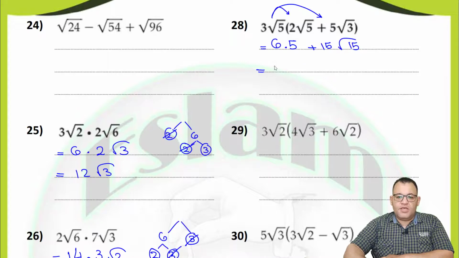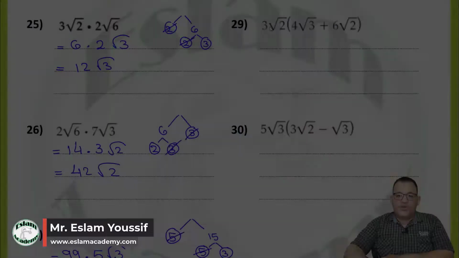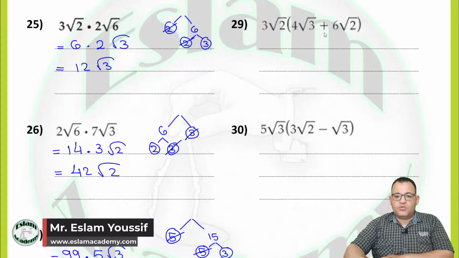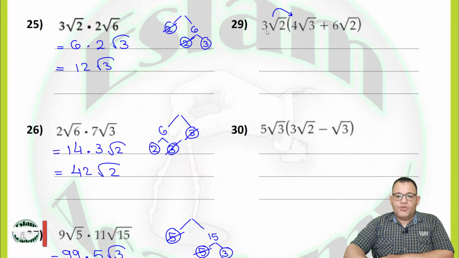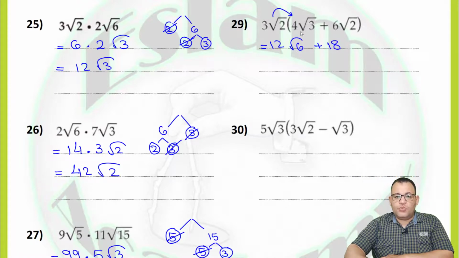So 5 times 6 equals 30, plus 15 root 15. 3 root 2 times 4 root 2 plus 6 root 2. The number by the number. 3 times 4 equals 12. Root 2 times root 3 equals root 6. Plus 3 times 6 equals 18. Root 2 times root 2, any root times itself equals the number under the square root. So the answer now will be 12 root 6 plus 18 times 2 equals 36. You have to write the number at the first, so it will be 36 plus 12 root 6.